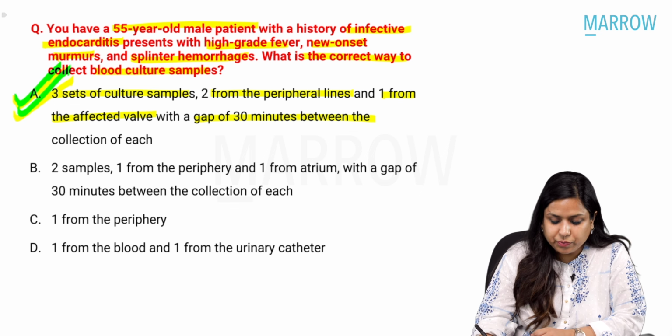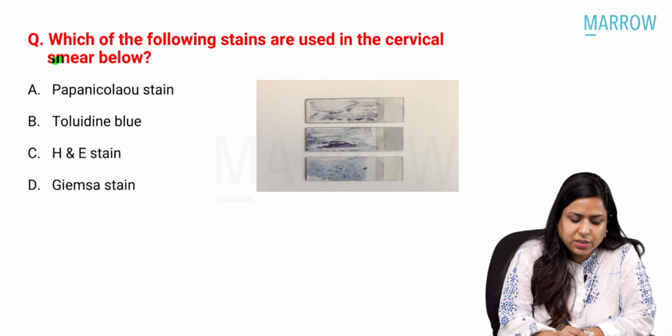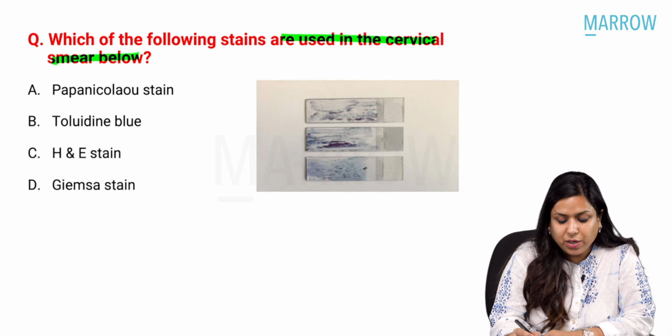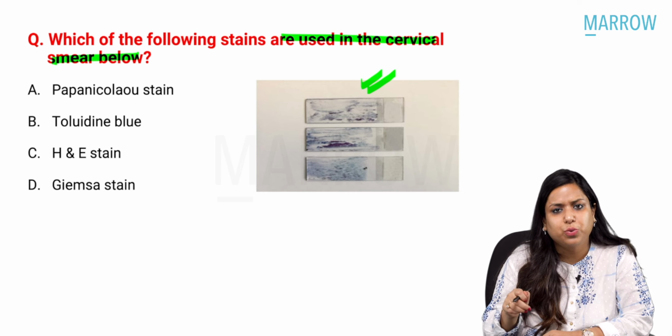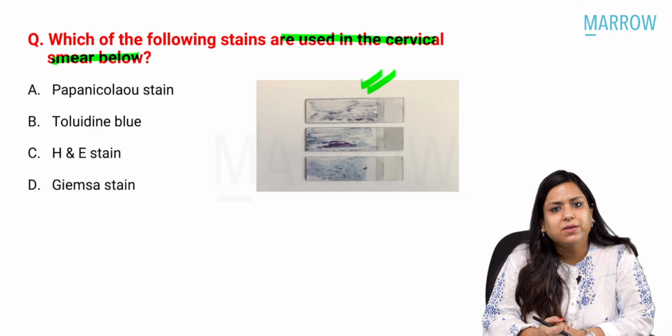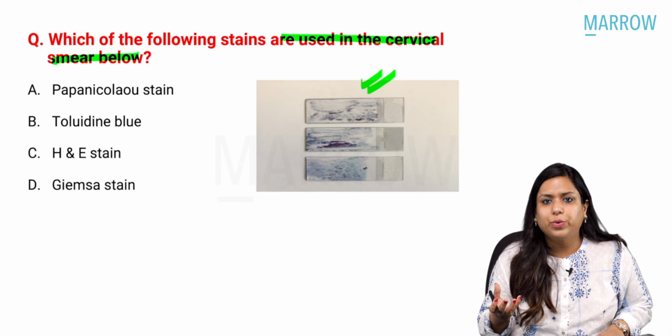Understood? The next one, which of the following stains are used in the cervical smear below, right? So it was something like this which was given. You were seeing something bluish. What stain is used for cervical smear, students? This was a very direct question. You don't have to put your brain. In cervix, what stain do we use, students?